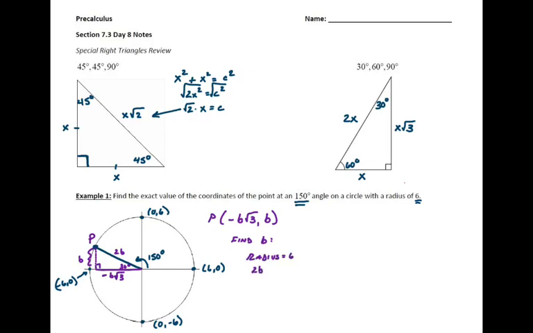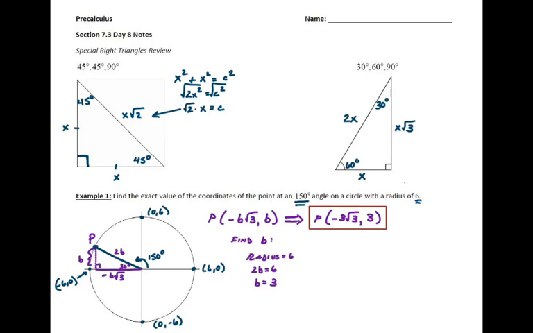If the radius of the circle is 2b and 6, what I can say is 2b, that length, is equal to 6, which means b is equal to 3. So if I know the value of b, if you take a look at your coordinates, you can put 3 in for b and you'll have your exact coordinates. That means the coordinates of that point, because it's a 30, 60, 90 triangle, and I use the relationship of the sides, I can say that they're exactly negative 3 root 3, comma 3.